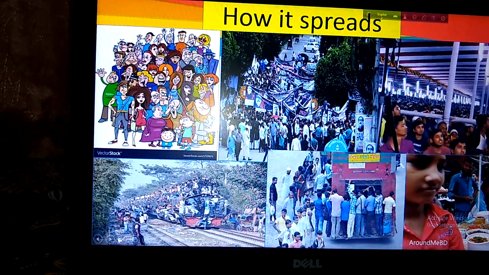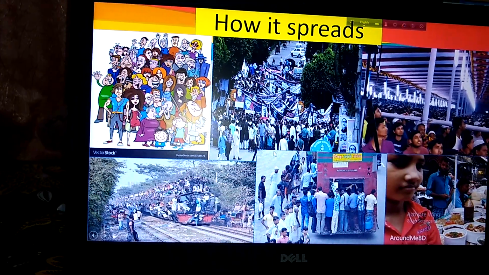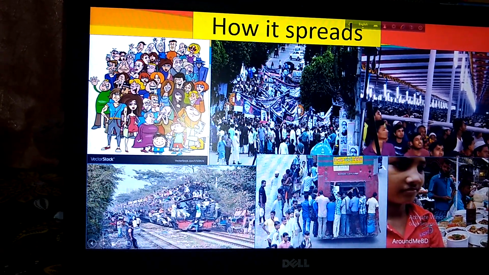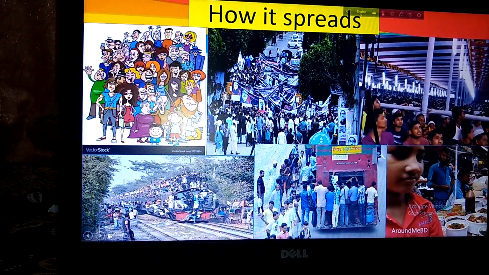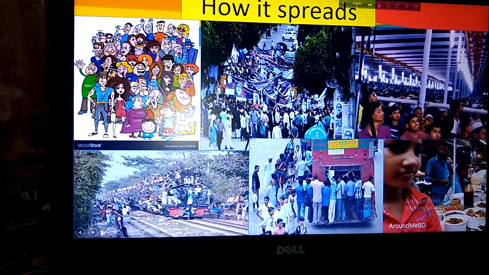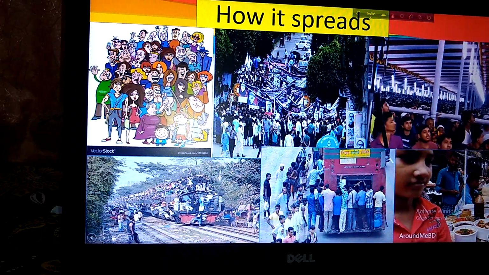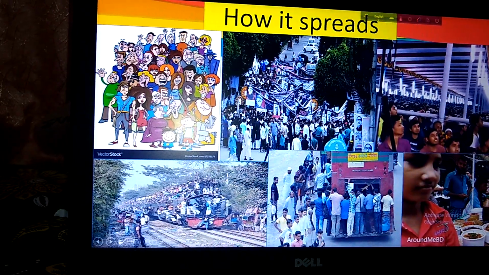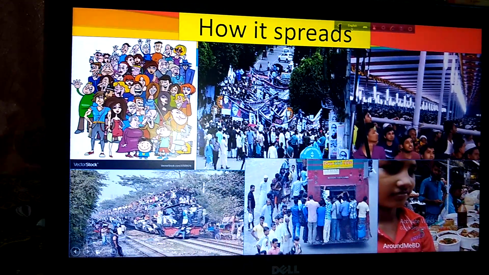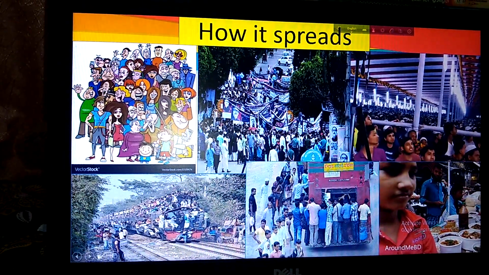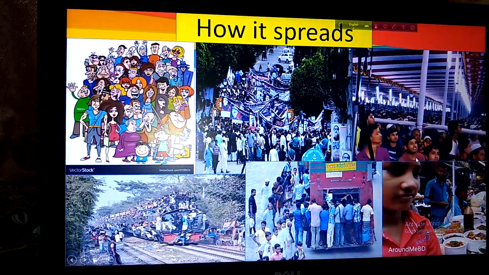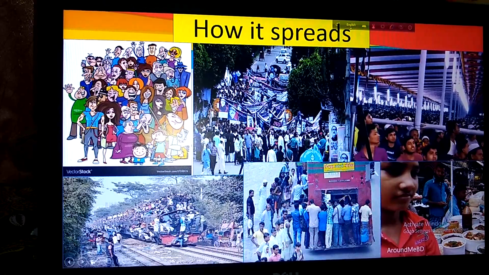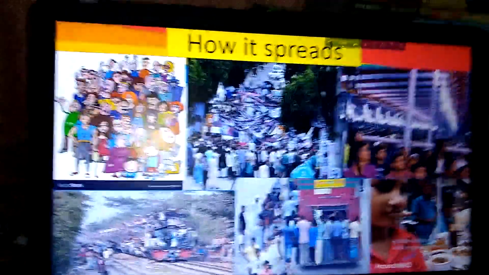So you can see there are some pictures. There is a picture of school gatherings. Then there is public transport, a train. There is a political program. And this is another public transport. There is a superstore or some street food, and there is a waz mahfil. These are just some examples.